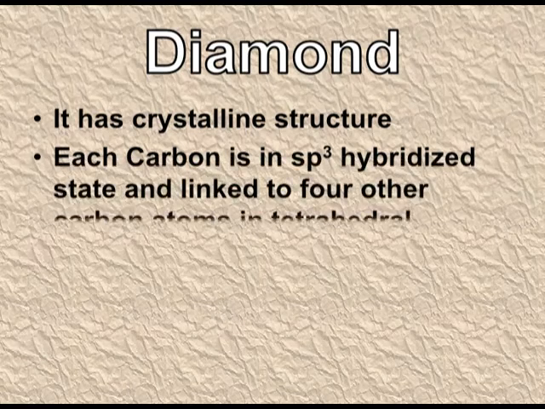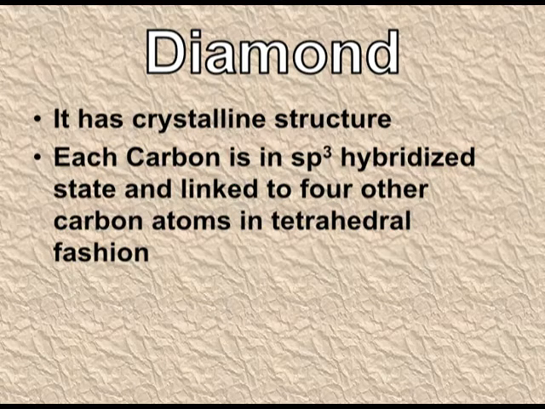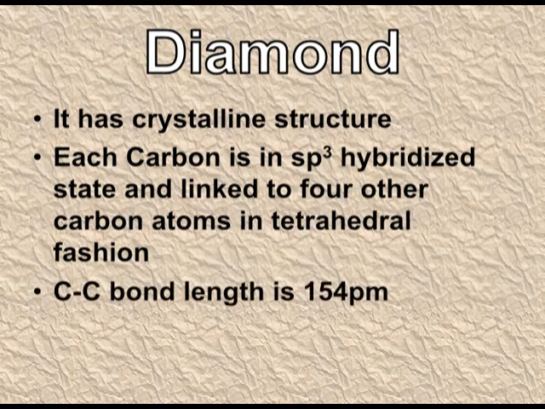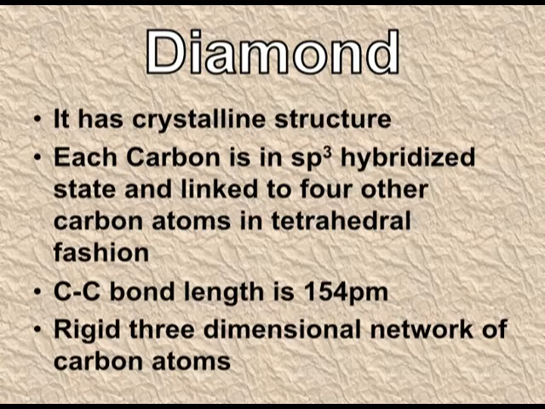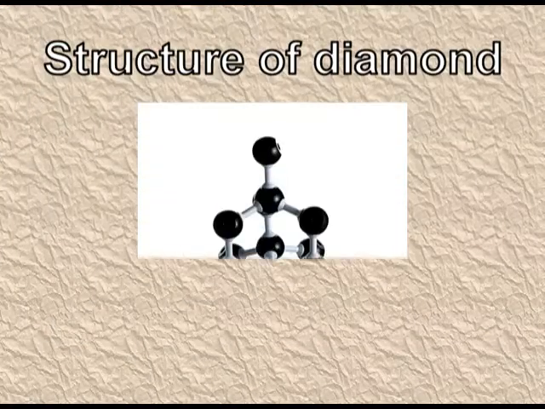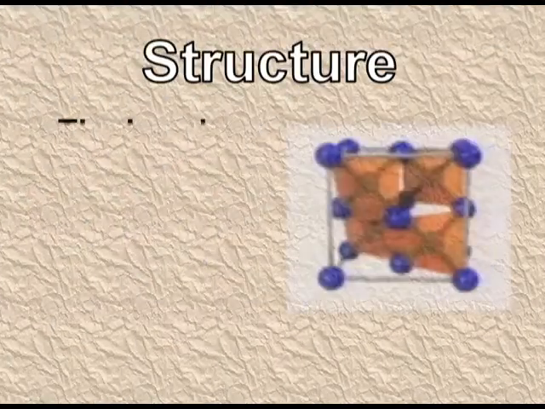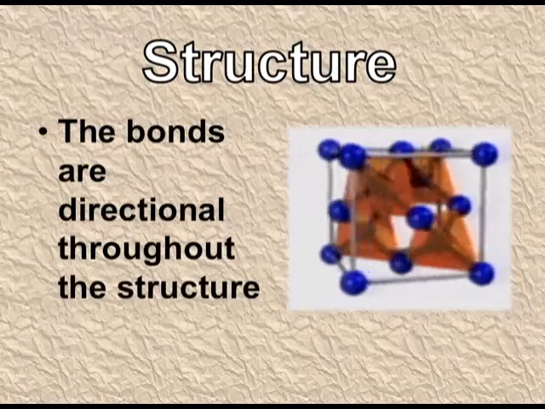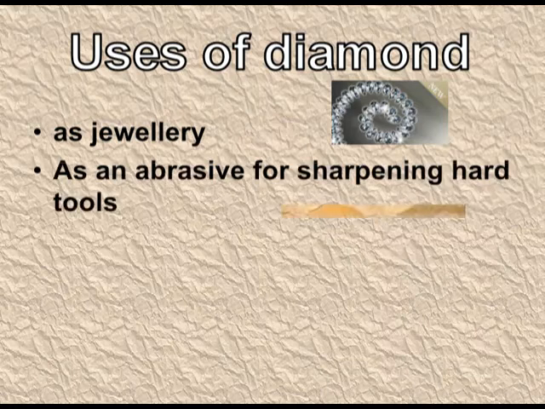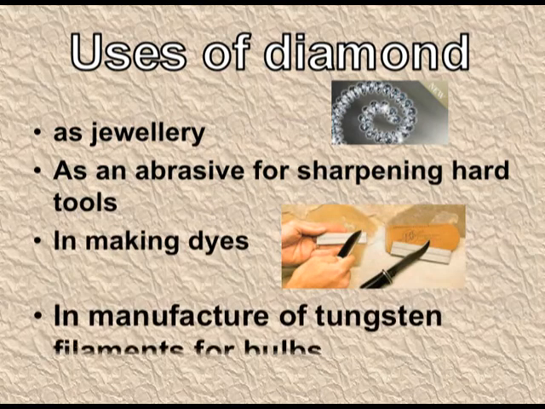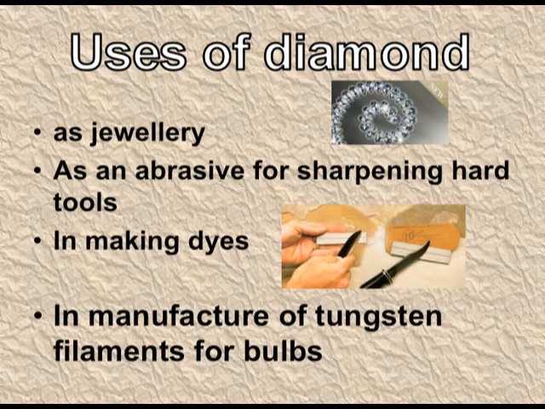Diamond has a crystalline structure. Each carbon is in an sp3 hybridized state and linked to 4 other carbon atoms in tetrahedral fashion. The carbon-carbon single bond length is 154 picometers. It has a rigid 3-dimensional network of carbon atoms. Structure of diamond: the bonds are directional throughout the structure.